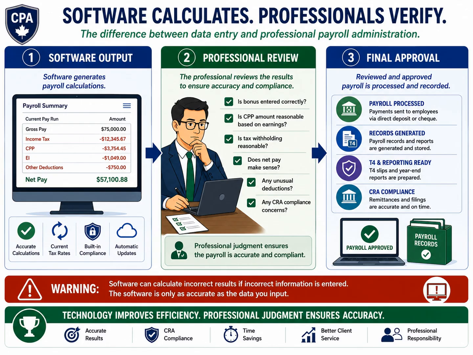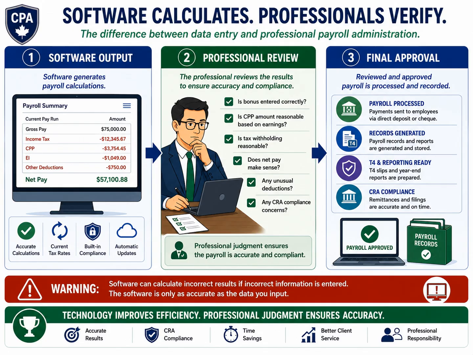These questions are critical because software can only calculate based on the information it receives. If incorrect information is entered, the software will still produce a result, but that result may be incorrect. This is why professional review remains essential. A skilled tax preparer uses experience, judgment, and knowledge of payroll rules to evaluate whether the software's output is reasonable and accurate. Once the review is complete, the process moves to the third stage, final approval.